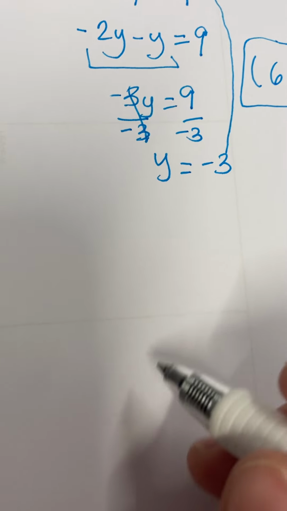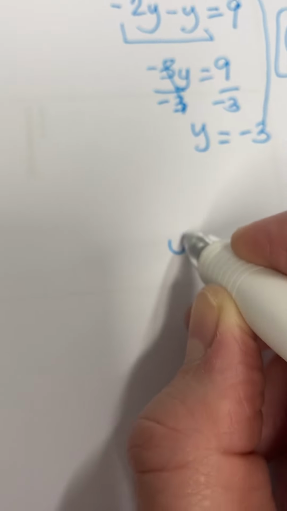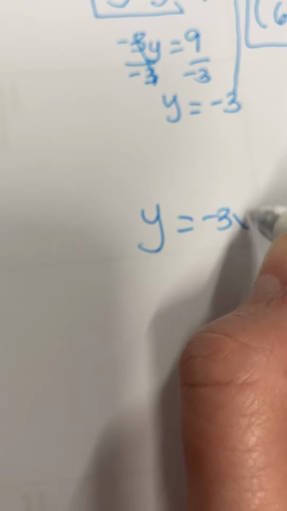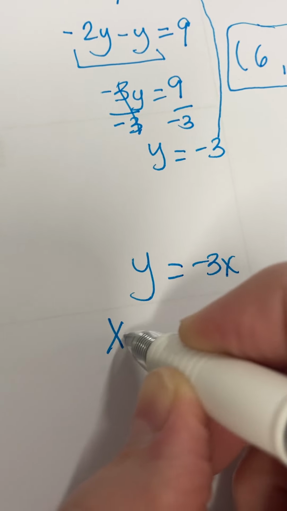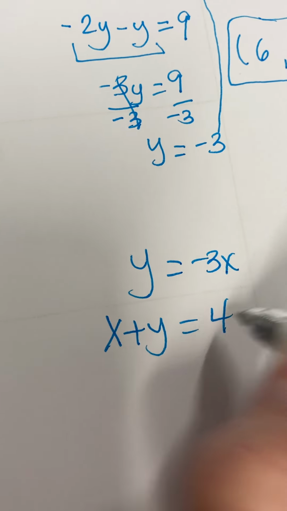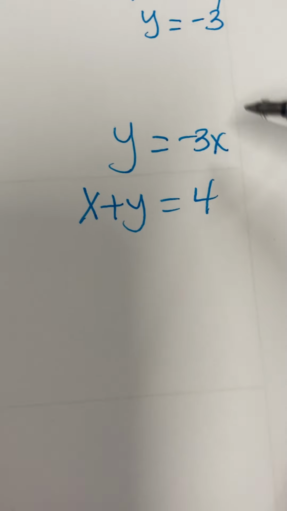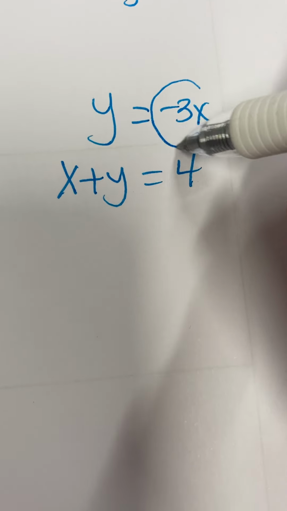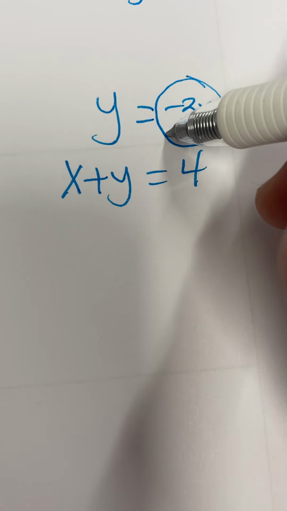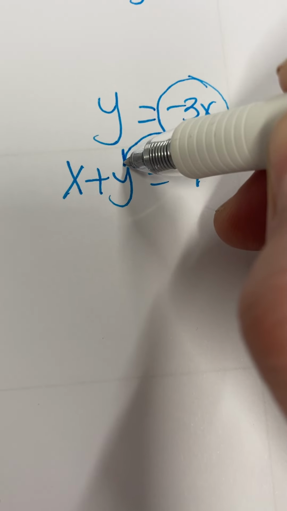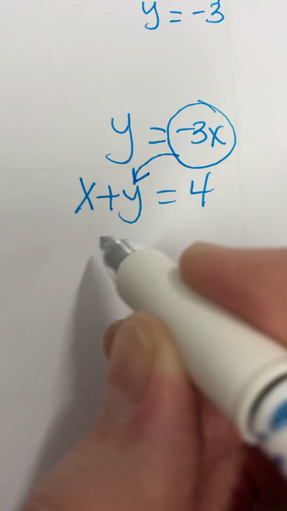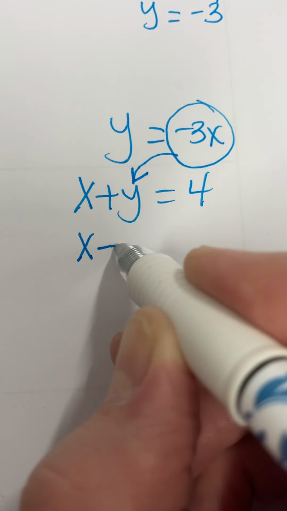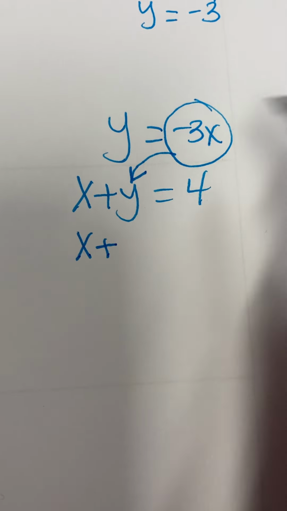Okay, let's try another one. Let's do y is equal to negative 3x, and we know that x plus y is equal to 4. Again, step 1, and in all of these you'll have a letter by itself. So we have y by itself, so I'm going to circle this. This goes in place of the y because it's equal to the y, so the y goes out. Negative 3x comes in, so I'm going to rewrite this. There's my x. Y leaves, it goes in.